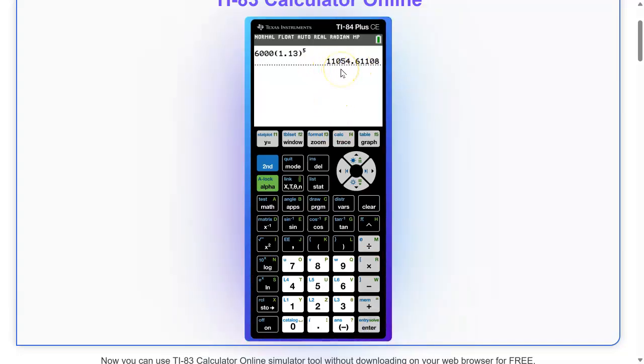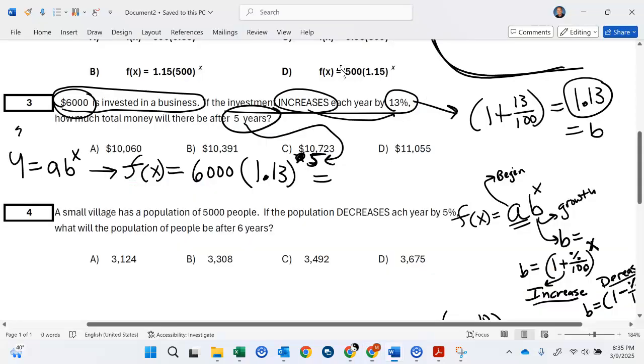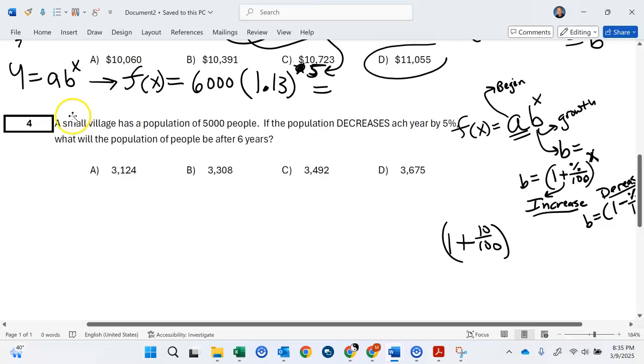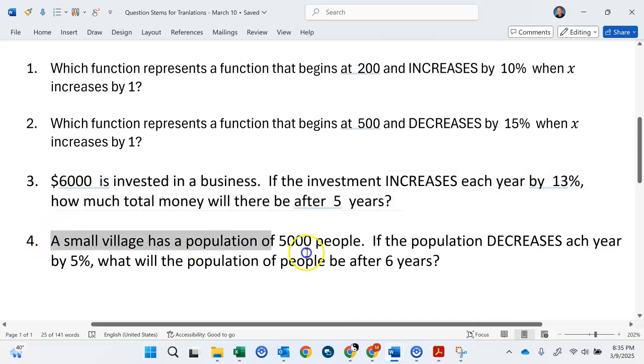11,054. Okay, so let's pick the closest one. Okay, 11,054. So then that means D is definitely the closest. Okay, so that's how we do that. Okay, now we're on to number 4. Number 4. So please read the question stem for number 4.